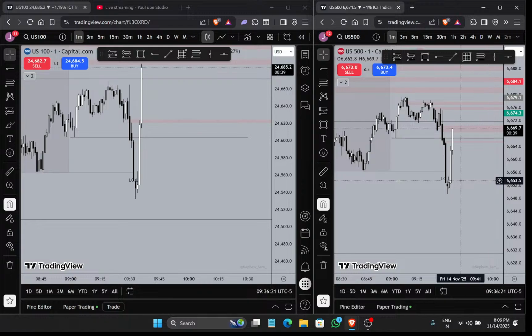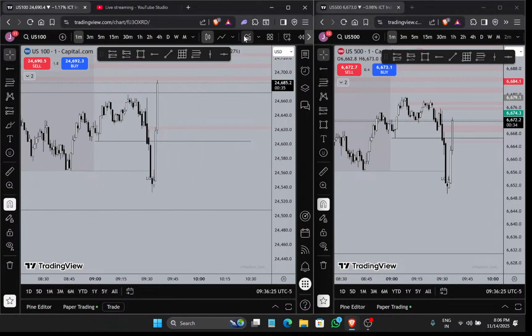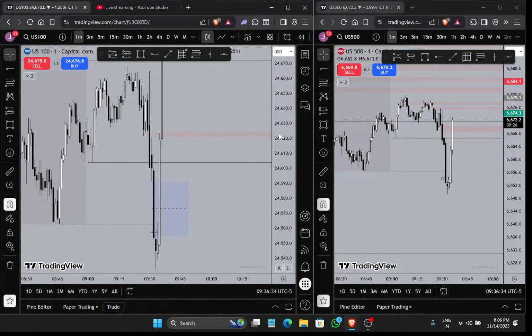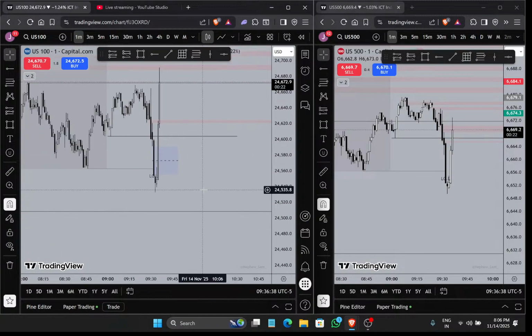Yeah, we swept that highs. Oh, very aggressive price, very aggressive. But what this problem is, we have a 1 minute here, we have 1 minute here, so we need to wait for both of these levels to inverse, or we need to wait for that 5 minutes to get inverse.